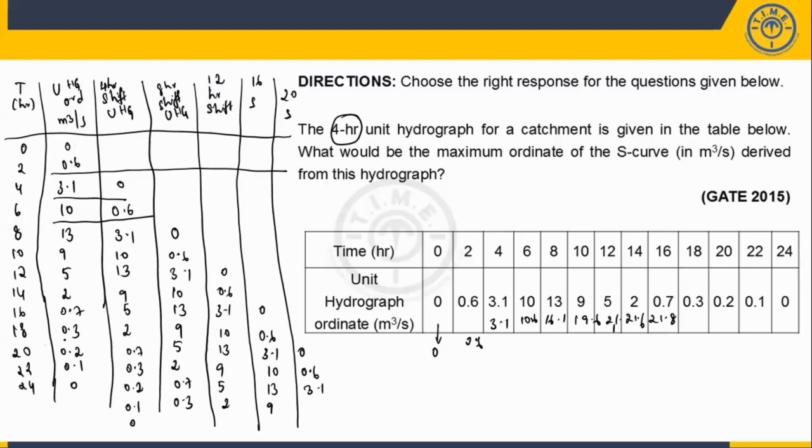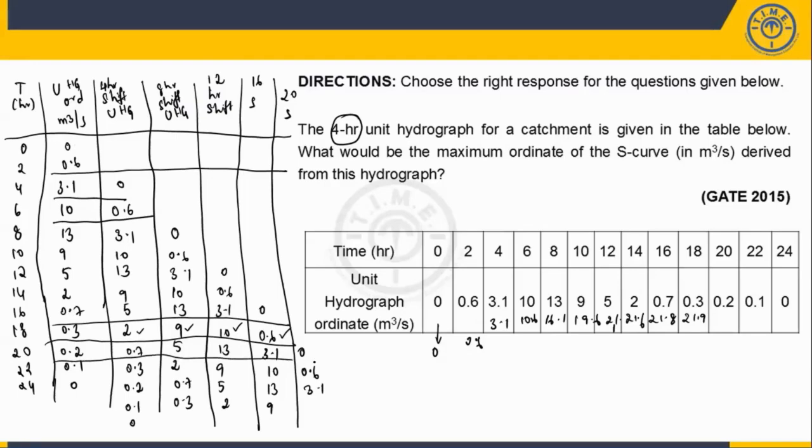Let's look at it once again. 0.3 plus 2 is how much? 2.3, plus 9, 11.3, plus 10, 21.3, plus 0.6, 21.9. Sorry.